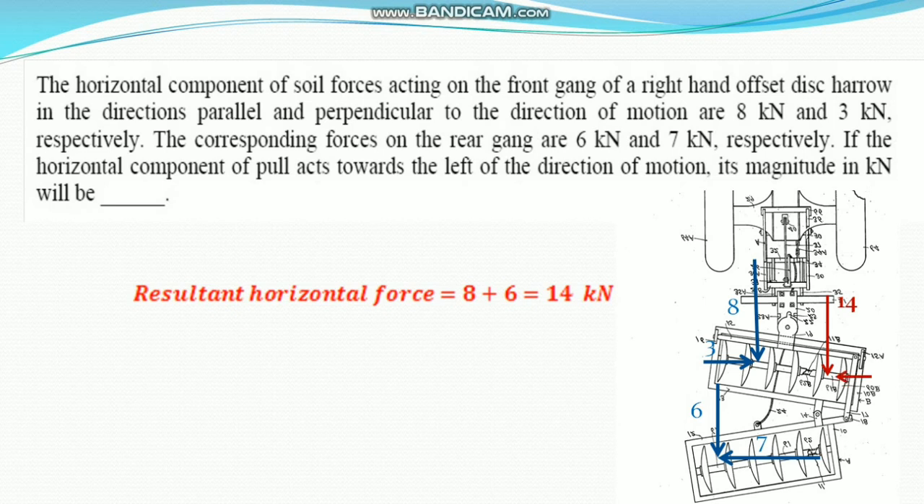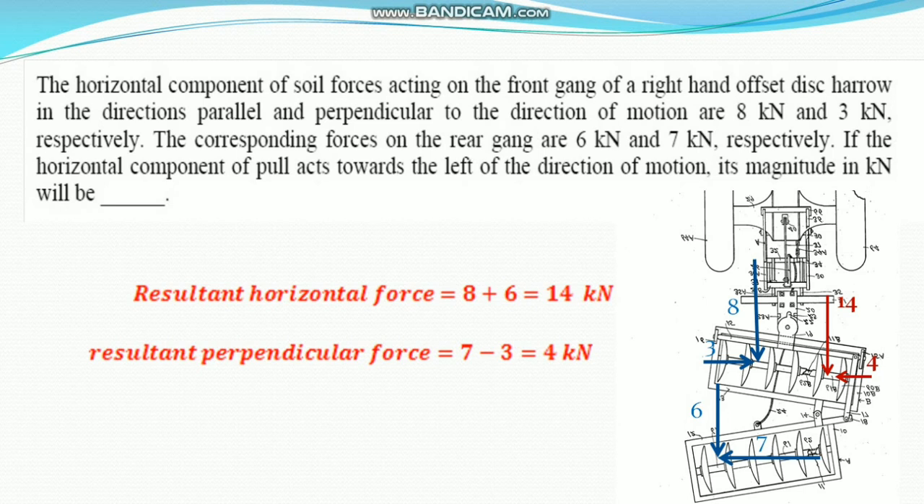Similarly, if you see the perpendicular force, the front gang and rear gang forces are opposite to each other, so they cancel each other. Therefore the resultant perpendicular force will be 7, which is the rear gang, and 3, which is the front gang. The resultant will be 7 minus 3, that is 4 kilonewton, because they are opposite to each other. Therefore they are cancelling out, so 4 kilonewton.